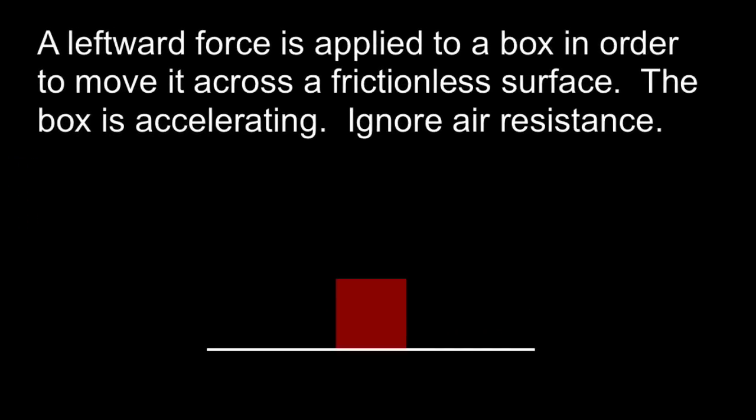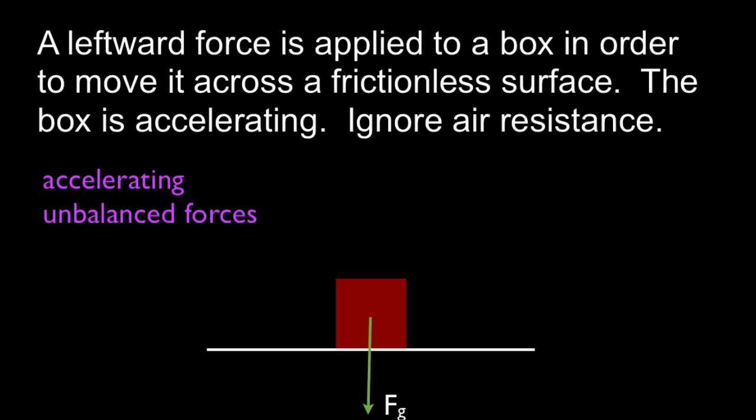Now we have a leftward force applied to a box to move it across a frictionless surface, and the box is accelerating. If it's accelerating, the forces are unbalanced. It does say it's a frictionless surface. So once again, gravity first, normal force second. And it says a leftward force, and all we have is an applied force, and we don't have any friction, so it looks like that.